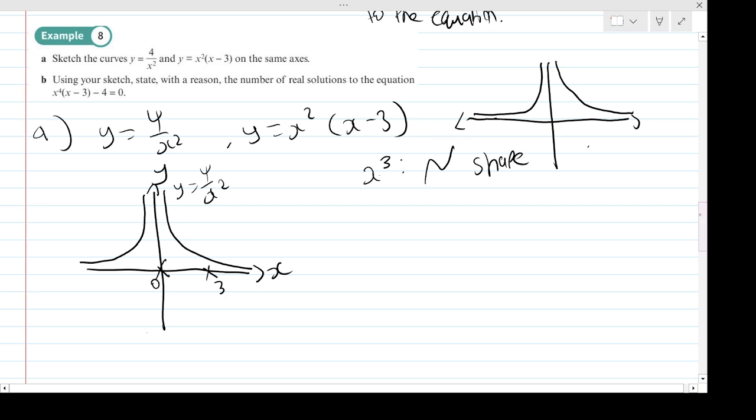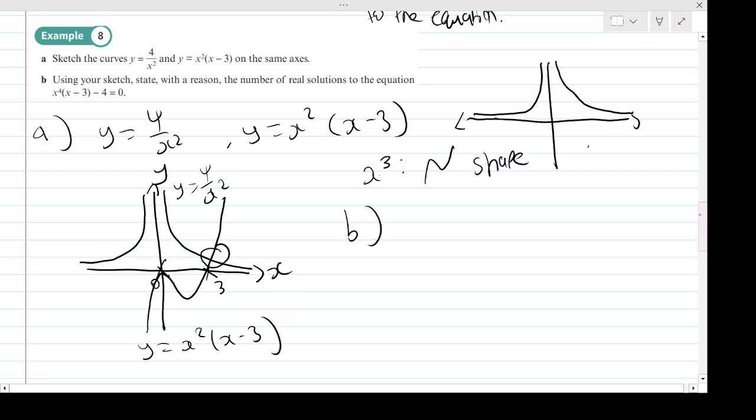Again, if we go upwards, it's going to touch the axis there. It's going to go like that. And there we are, it's going to go upwards. So what we're going to expect in this case, if we equal the two graphs, is there's going to be one solution. There we are. I'm going to label this one again. This graph is y is x squared, x minus 3. Cool, so that's our sketch done.